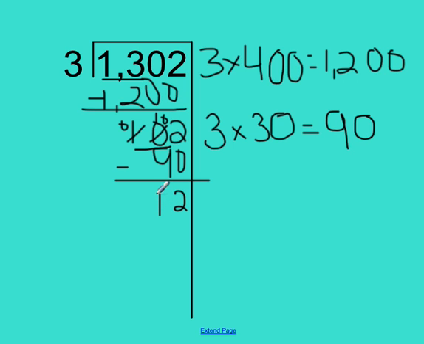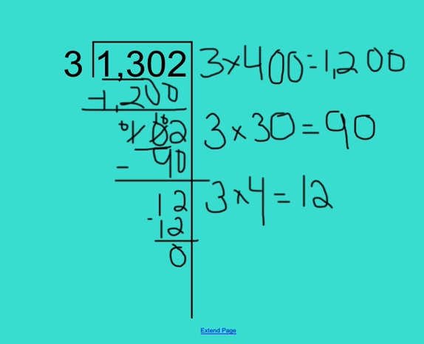Now I have to ask myself, what can I multiply times 3 to get 12? This one's easy. I know 3 times 4 is equal to 12. Now I can subtract this 12 over here, and I'm left with 0. So this problem doesn't have a remainder.